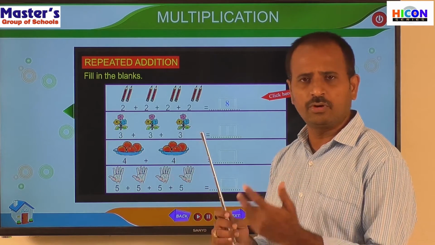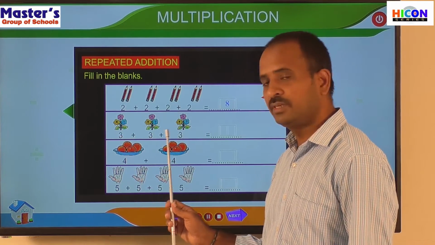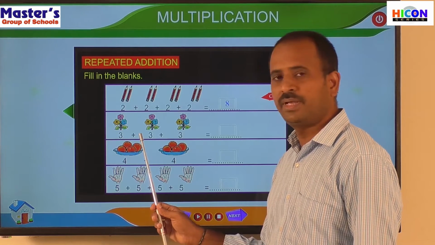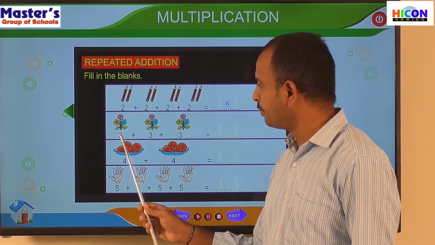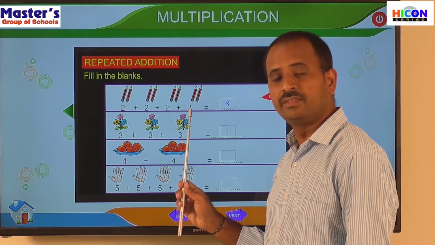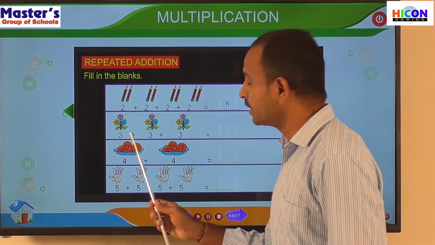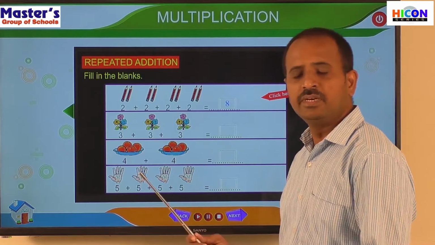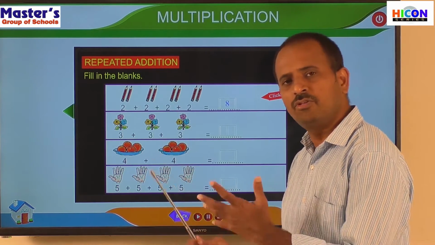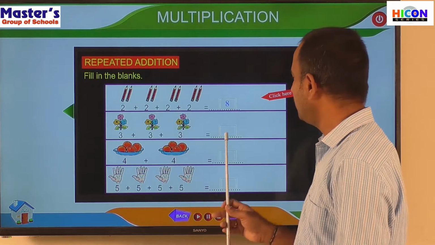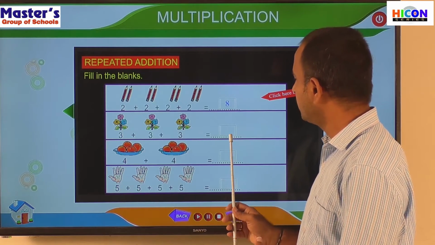And how can we get the total number of flowers? Just by adding the number 3, three times. That is 3 plus 3 plus 3. If you add the number 3 repeatedly 3 times, we will get the total number of flowers. So that is 3 times 3. 3 times 3 means 3 threes. So children, how much is 3 threes? 3 threes are 9. So write 9 here. So the answer is 9.